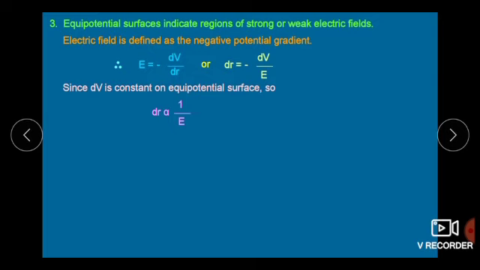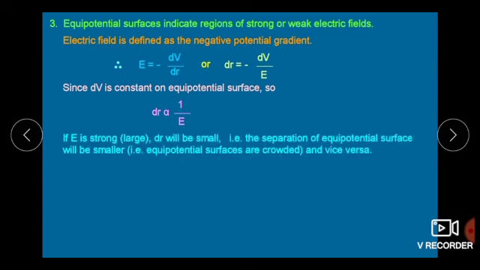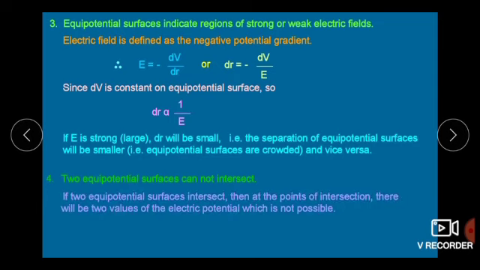So from this, dr is minus dV by E, meaning the separation between any 2 equipotential surfaces is inversely proportional to the electric field. So if E is strong, dr will be small, meaning the separation between 2 equipotential surfaces is a smaller distance when E is strong. In the regions where the electric field is weaker, the separation between the 2 equipotential surfaces is far apart, and vice versa. 2 equipotential surfaces cannot intersect.